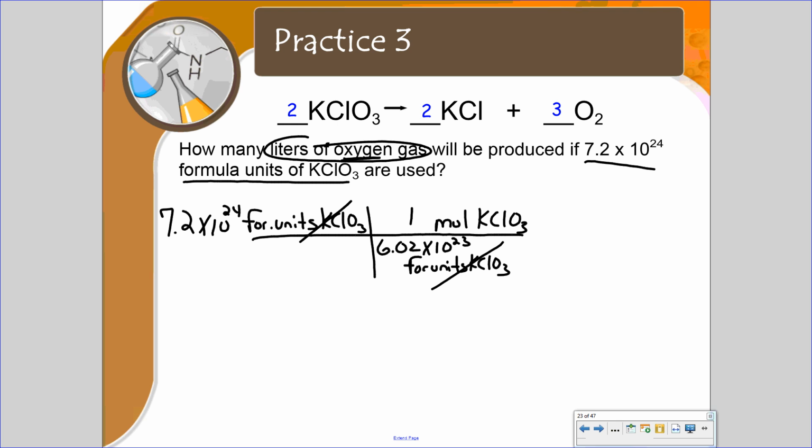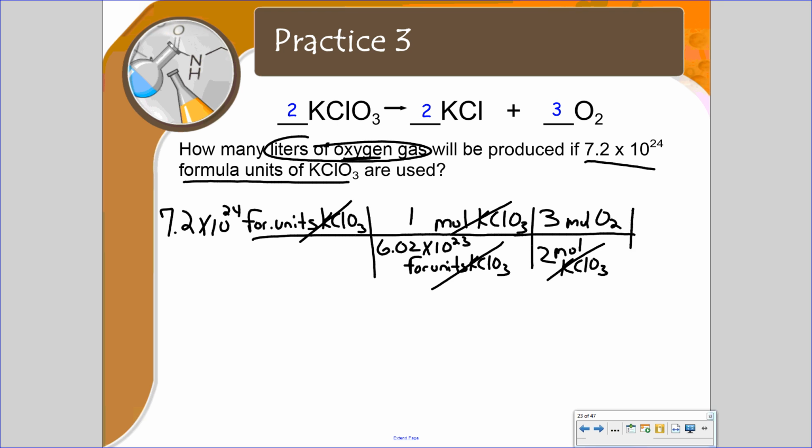But we want to be in oxygen, so we need to do our mole ratio. So moles of KClO3 becoming moles of oxygen. And then we find this from a balanced equation. There's a 3 in front of oxygen, and there's a 2 in front of KClO3. Now, if we stopped here, our answer would be in moles of oxygen, but we want liters of oxygen.